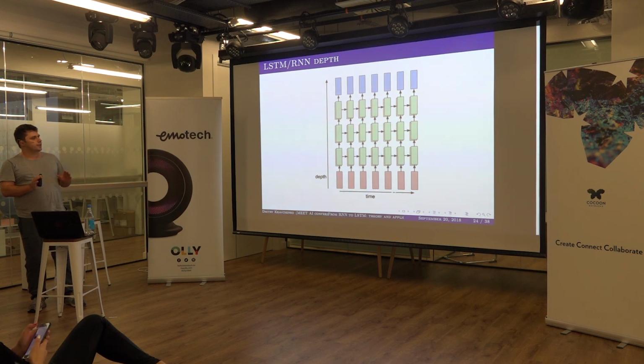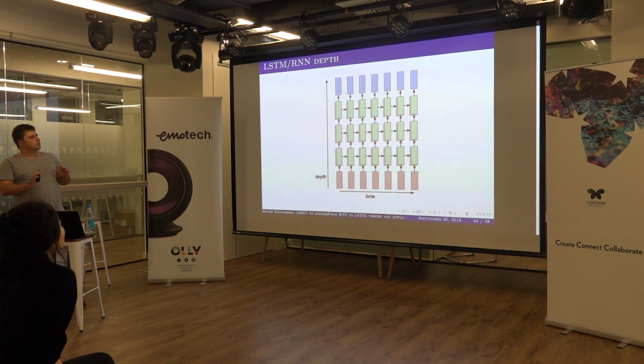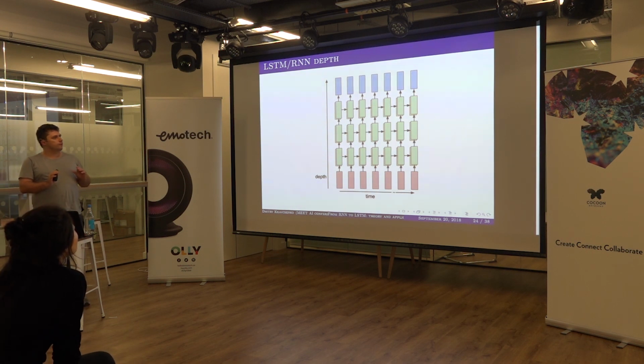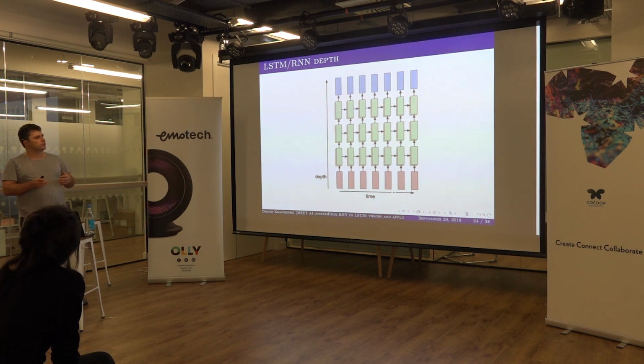So RNN and LSTM can have several layers in depth. So usually you don't see very deep recurrent neural network and LSTM network. It's usually 2 or 3 layers, sometimes 4, but 4 is the maximum you want to go. So you don't usually have more than 4 layers.